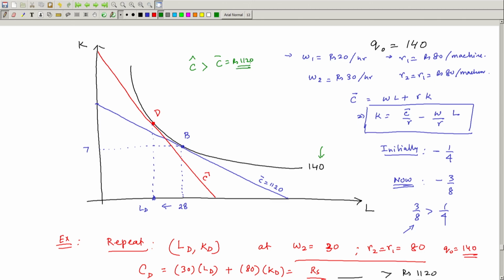Where did we get that 1120? Recall, the long run cost function at input prices 20 and 80 is given by the function 8 times Q, and we are producing 140 units of output. So 8 times 140 is 1120.